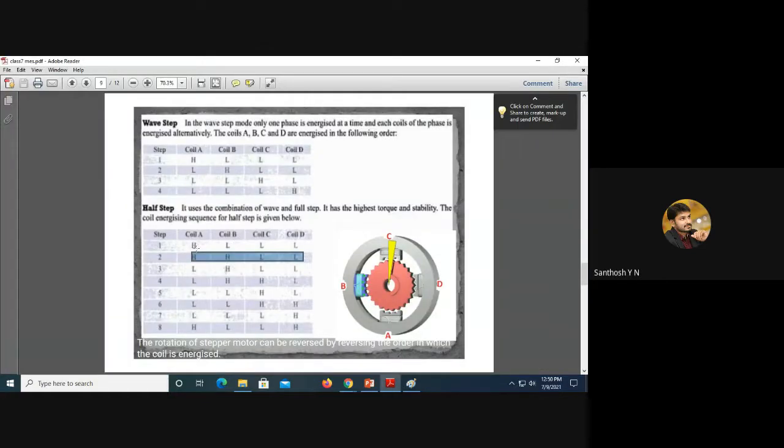See, A is retained and you are energizing coil B, and B is retained in the third step and you are energizing C here, and C coil is retained, and D is energized, and D is retained and you are energizing A also. Is the half step clear?